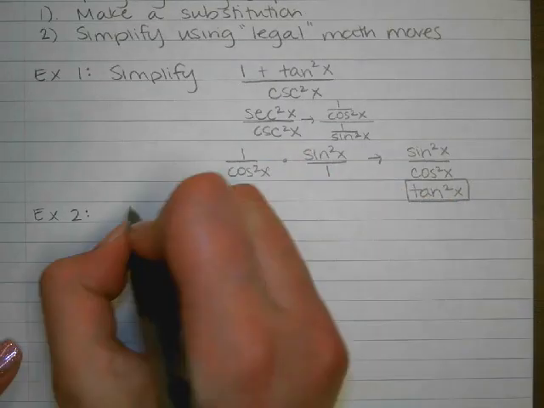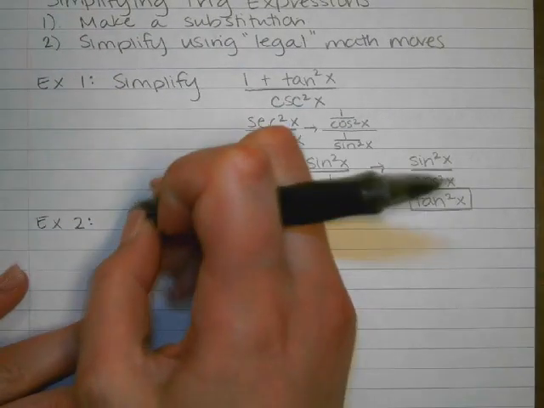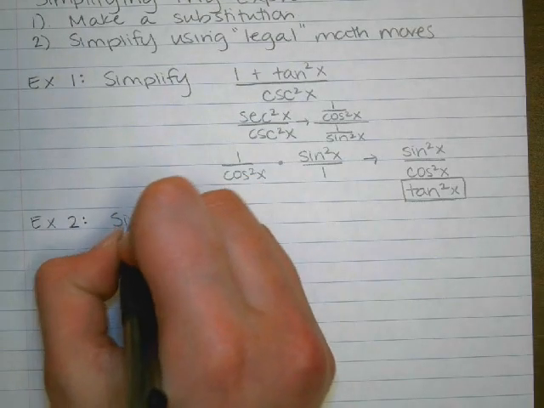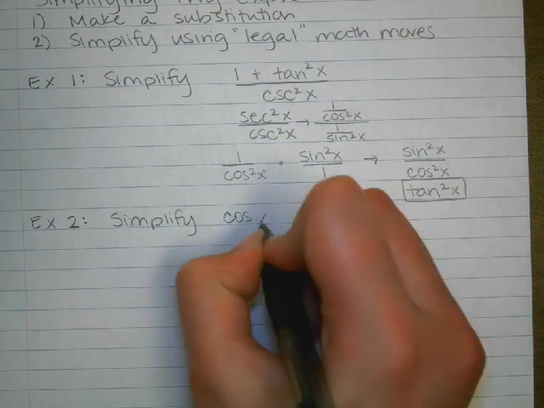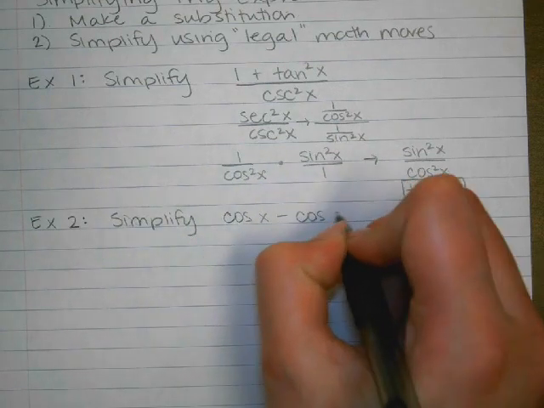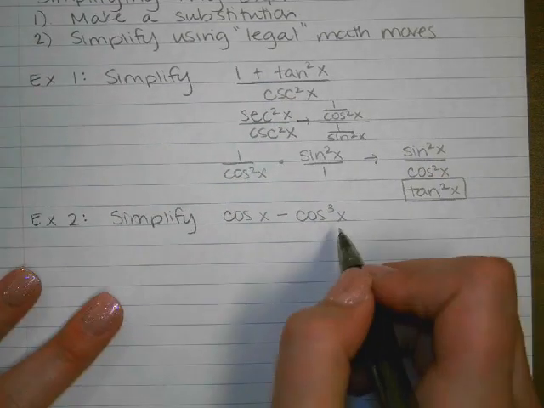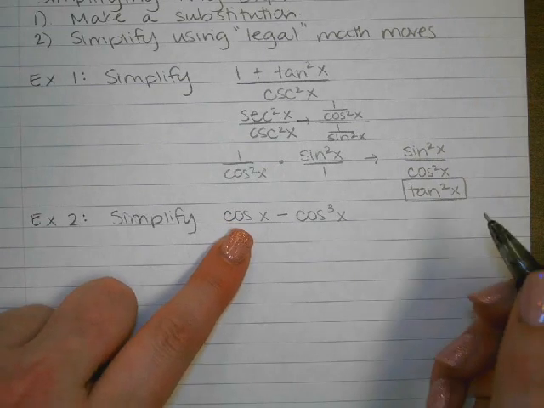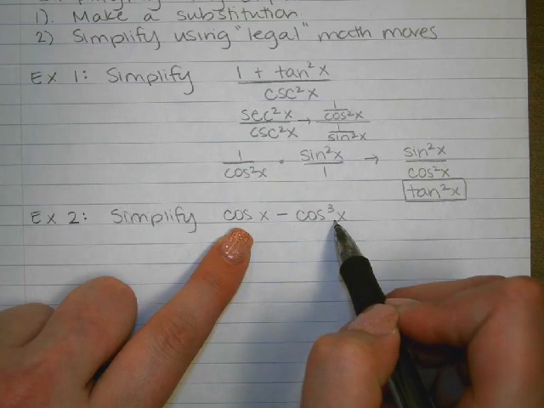So here, we're going to simplify, I guess I should have said that in the instructions. Simplify cos x minus cos cubed. So here, I don't really have any substitutions I can make. There's nowhere on my sheet that has a cos to the third.